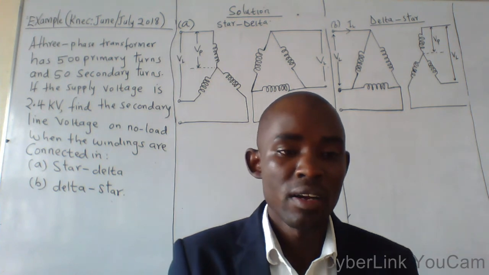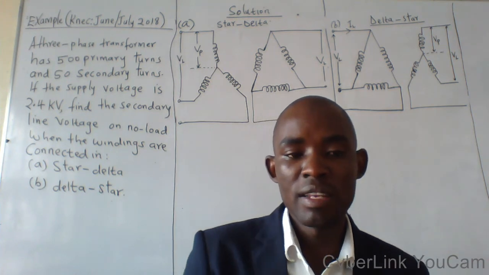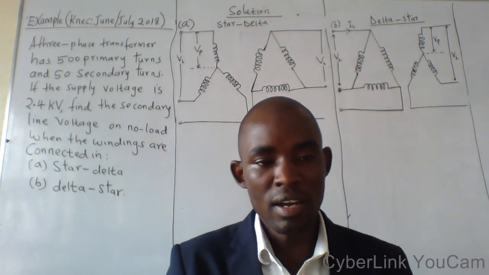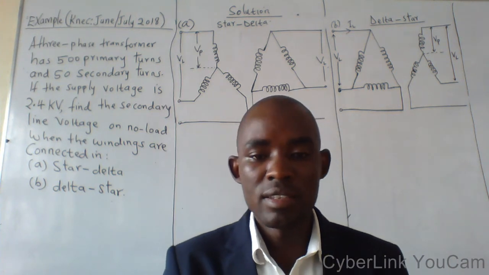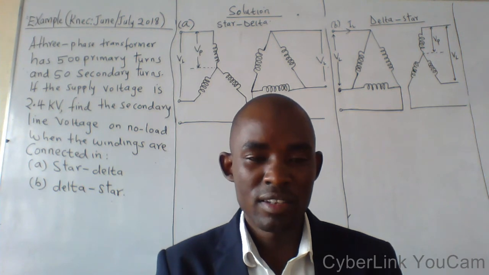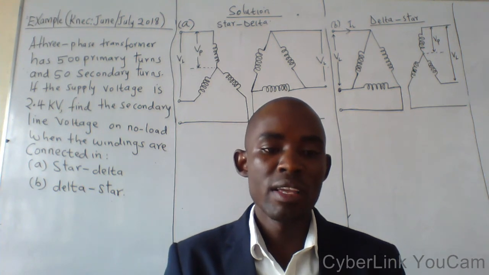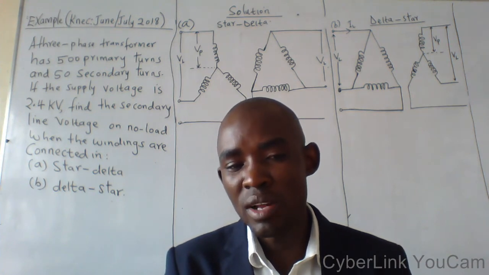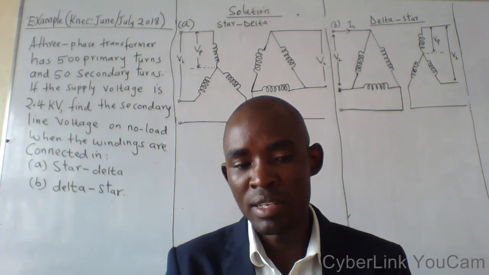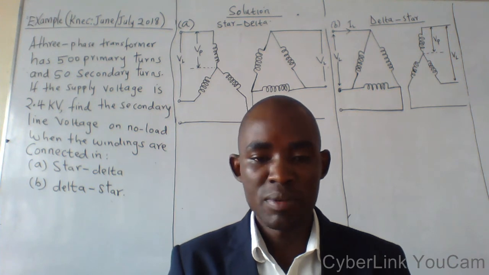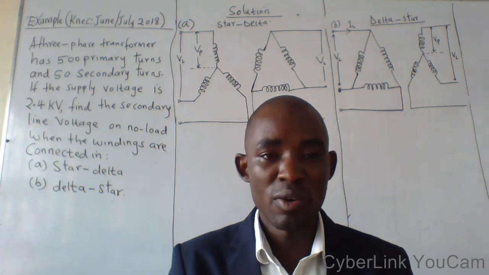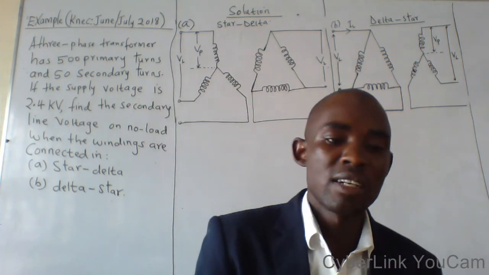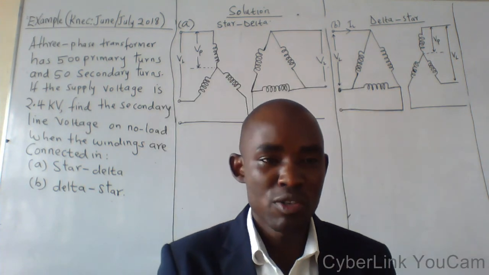And remember, if you are given star-delta, it means the primary is connected in star and the secondary is connected in delta. If you are given delta-star, the first one represents the primary and the second one represents the secondary. So we're going to look at an example and we draw the diagrams for that particular question.